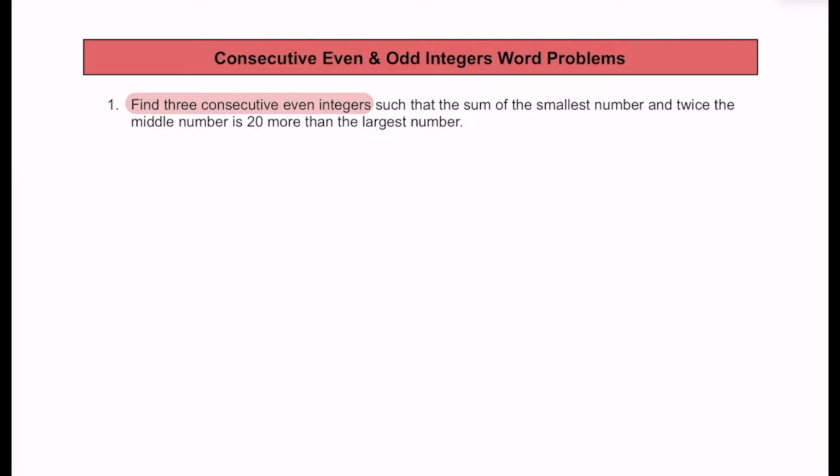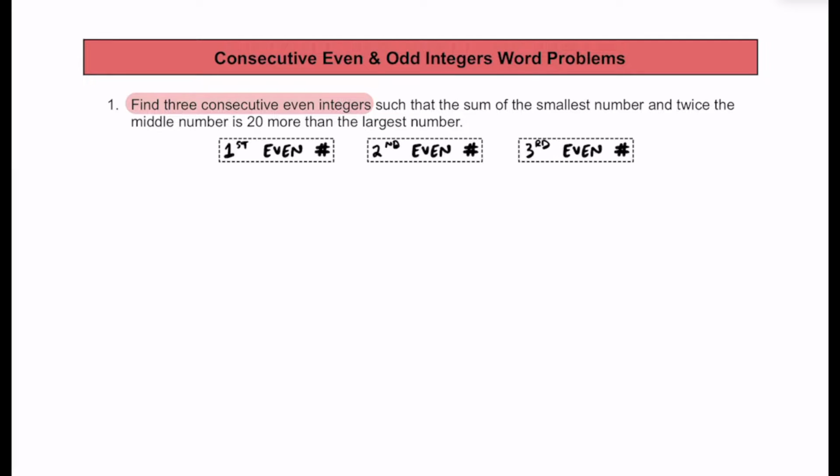Let's start by just focusing on the fact that we have three consecutive even integers. To help get us started, we're going to see if we can write some algebraic expressions to represent these even numbers. So let's define a few things here. Let's let a few different things represent these first, second, and third integers.